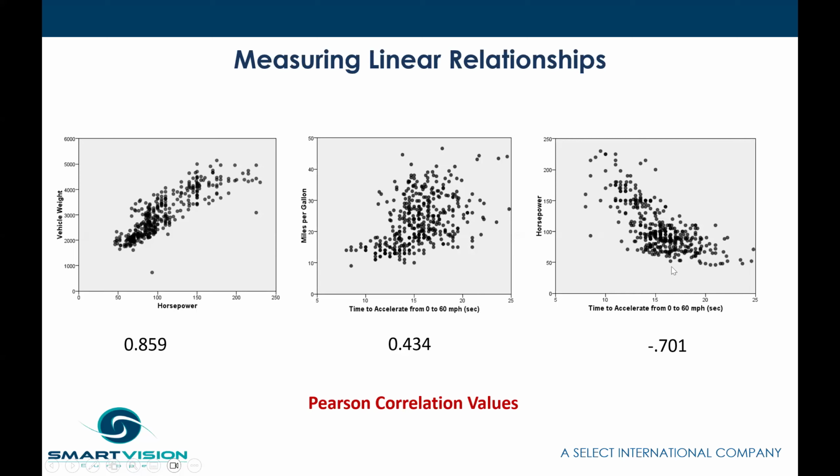Here's a negative relationship going the opposite direction. It doesn't mean that it's not a strong relationship. It just means it's a negative one. Here's horsepower against time to accelerate. Of course, if you've got a lot of horsepower, it doesn't take you very much time to accelerate. If you've got very little horsepower, it takes you more time to accelerate. So we get a negative correlation, not as strong as this one, but stronger than this one, at minus 0.7. So we can start to imagine, when we get these correlation values, what the scatter plots look like when they're associated with them.